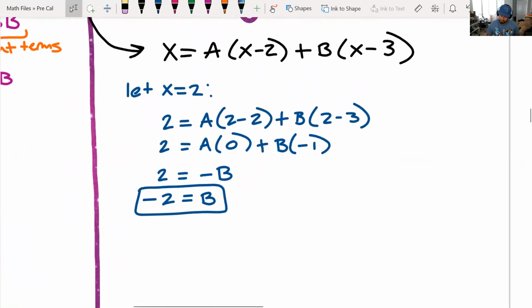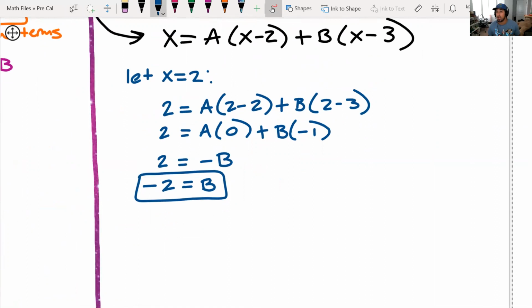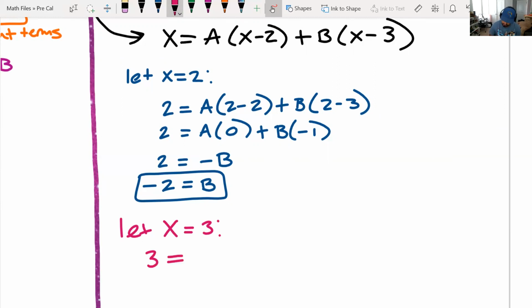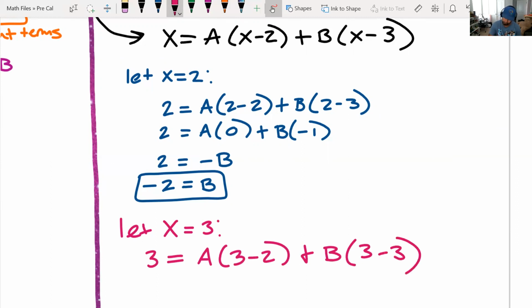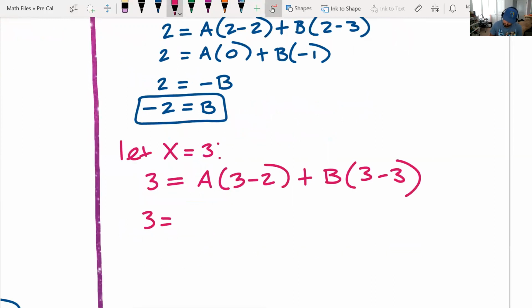So, once again, we ask the question for the X Games, and we say, now, what value of X could we pick that would eliminate B to help us solve for A? Whoops, we'll go back. Erase that. And if you guessed it, yes, we let X equal 3. And once again, plug it in for all the X's above. 3 equals A times 3 minus 2 plus B times 3 minus 3. Which then gives us 3 equal to A times 1 plus B times 0, which means we just get 3 equals A.